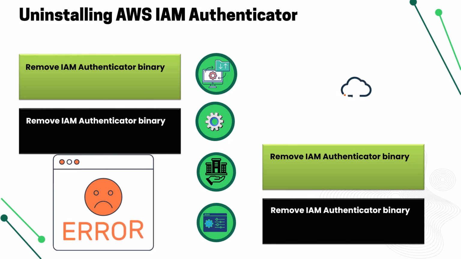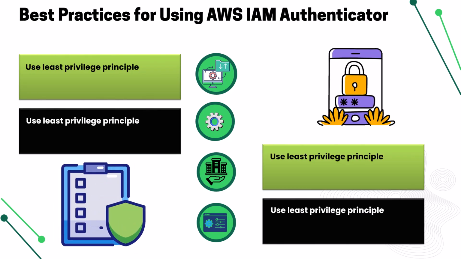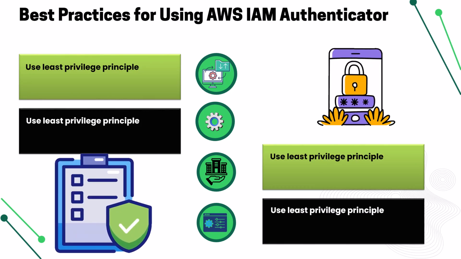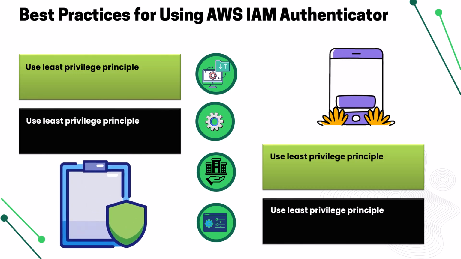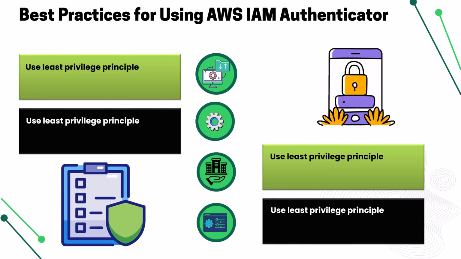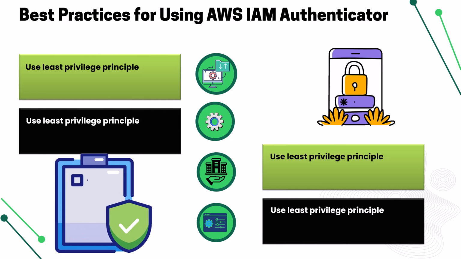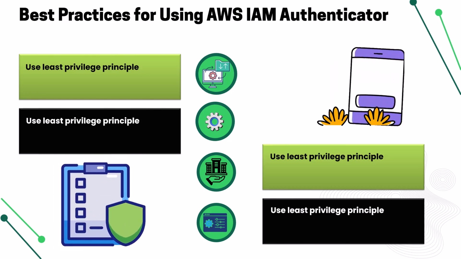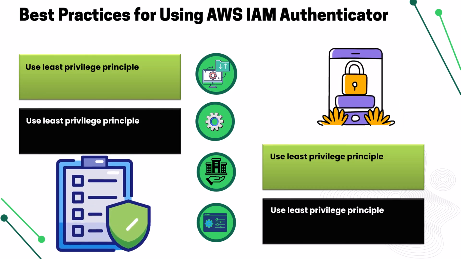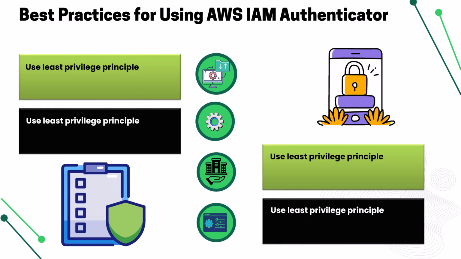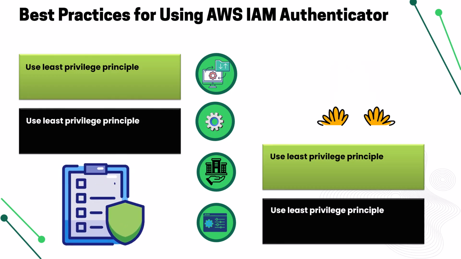No hard feelings. Best practices, because we all want to be the best. Use the least privilege principle, because giving too much access is like handing over your house keys to a stranger. Regularly review IAM policies. Things change, and so should your security settings. Enable logging for audits, because proof is power. And keep IAM Authenticator updated, because outdated software is a hacker's dream.